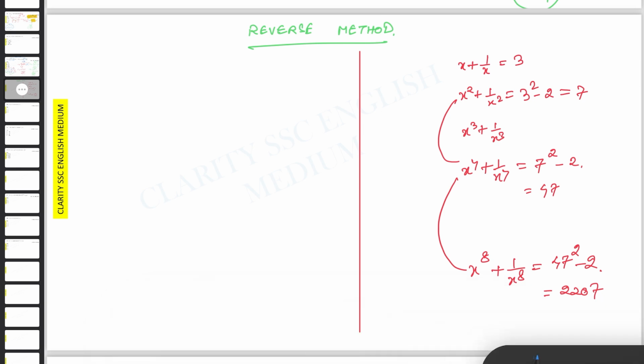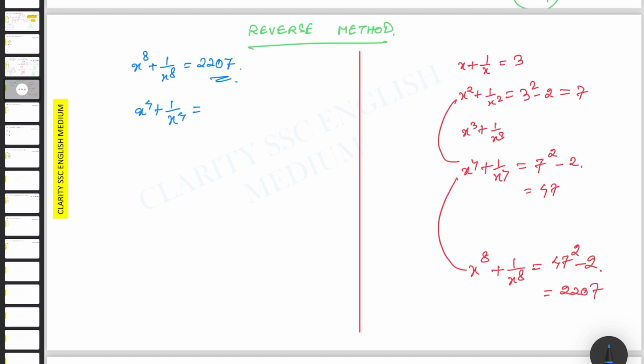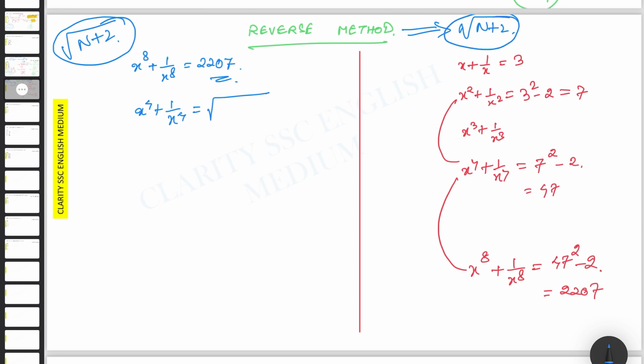The question will be like this: x to the power 8 plus 1 by x to the power 8 is given, and you will be asked to find x to the power 4 plus 1 by x to the power 4. It's the half of this power. Then you can write root over n plus 2. Root over n plus 2 is the key. In the reverse method, we have done n squared minus 2, and here it is root over n plus 2.